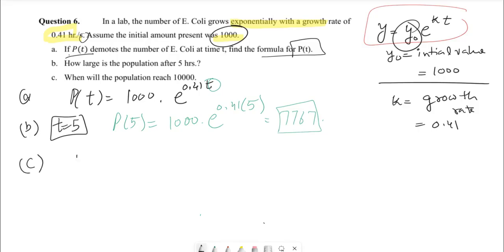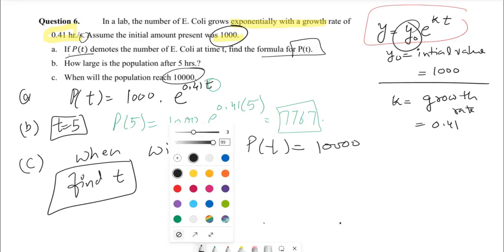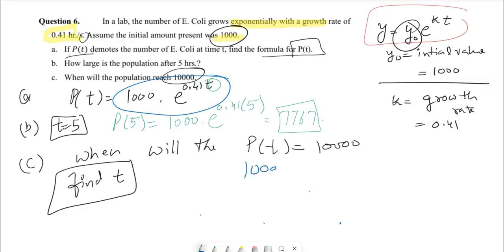Okay, part C. When will the population be 10,000? That means when will P(t) be 10,000? You need to find t. So P(t) is this function. Therefore, we have 1000 e to the power 0.41t equal to 10,000. Divide by 1000 on both sides. That will be 10. Therefore, e to the power 0.41t is equal to 10.